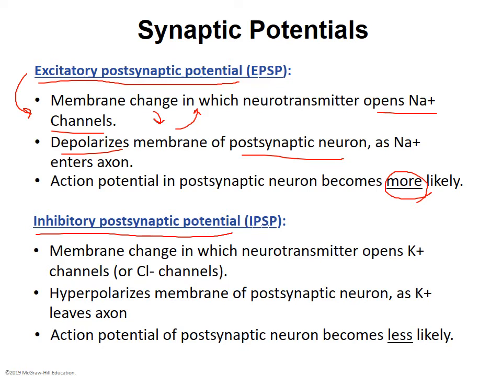Inhibitory is where the neurotransmitter changes the membrane and opens the potassium channels. And as potassium starts to leak out, I'm losing some of the positive charge in the membrane, which means that I'm going to be hyperpolarized, which makes it harder to send a signal. As it says here, it hyperpolarizes the membrane, and it makes it less likely that I'm going to have an action potential.